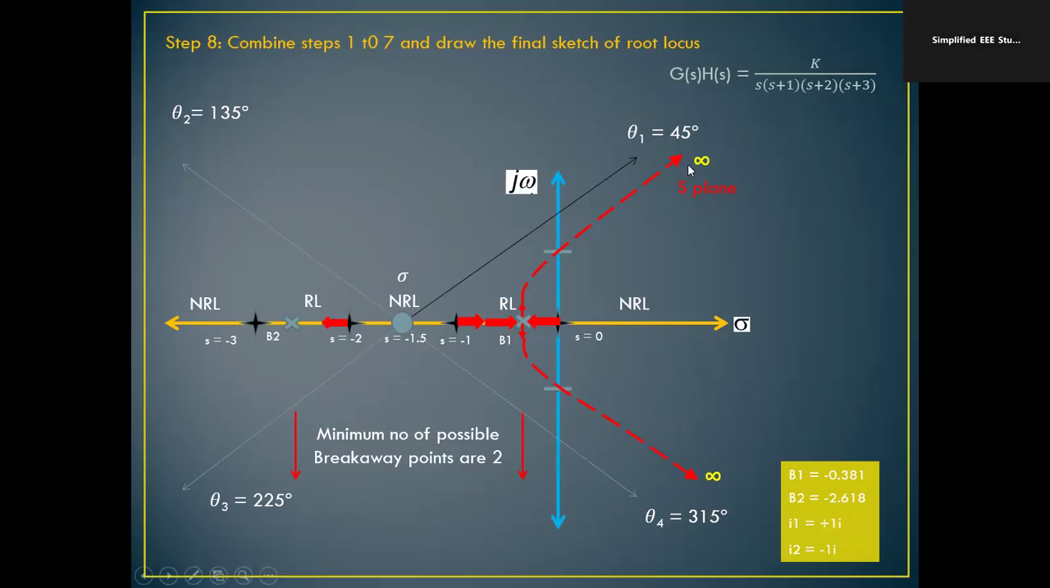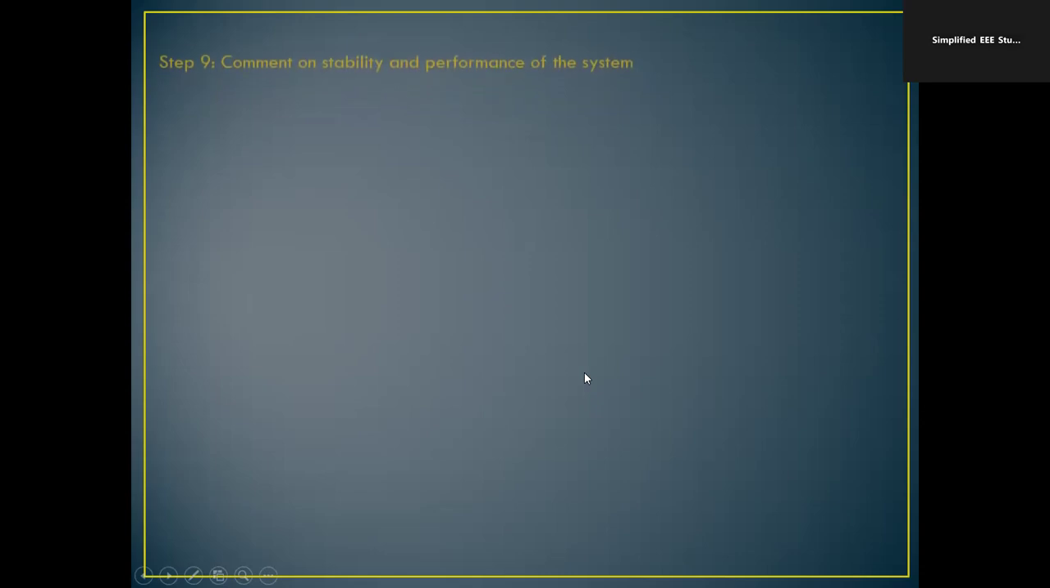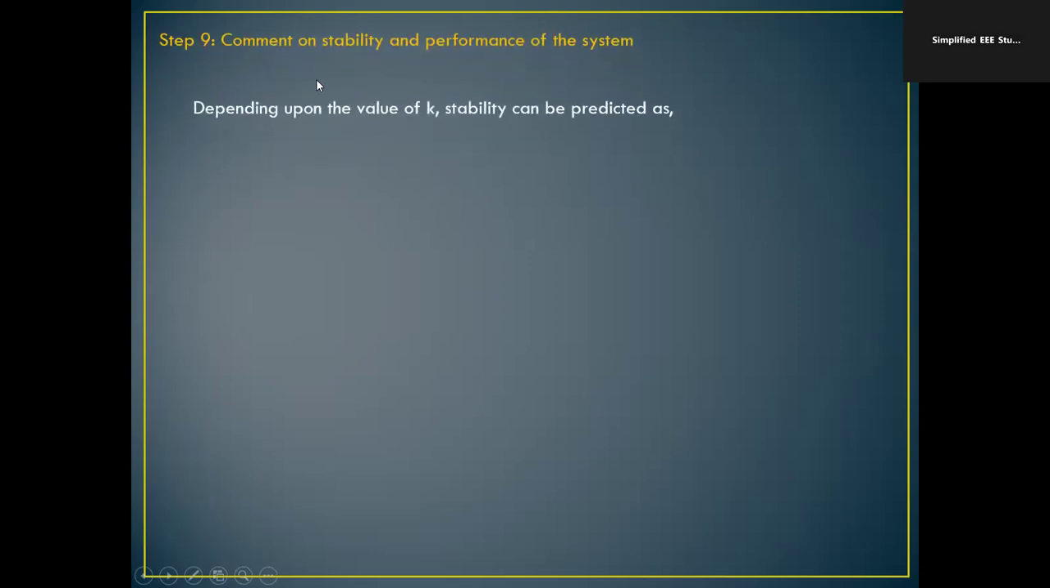So it is going to infinity, that you can remember. Similarly, looking at the other point, from this breakaway point, the locus is moving towards infinity. Here also, the locus is moving to infinity. So this is actually the entire root locus plot. So what is the conclusion? We have to comment on the stability and the performance of the system. Depending on the value of k, stability can be predicted.